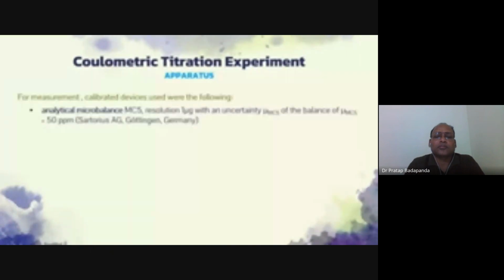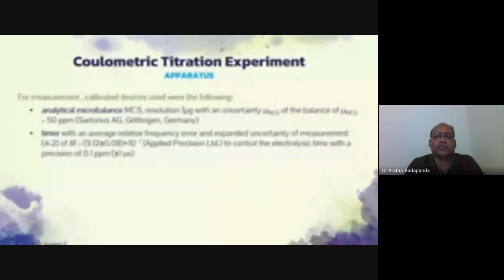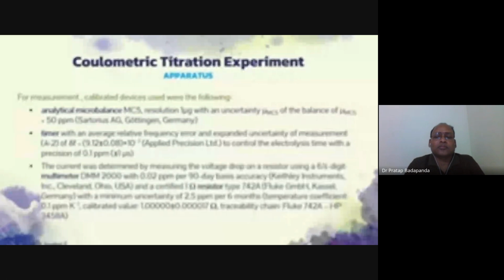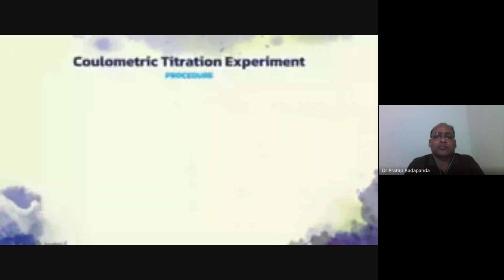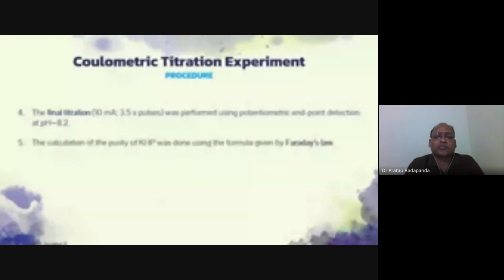For the measurements, 4 calibrated devices were used. These include an analytical microbalance, a timer, a multimeter, and a resistor. The experimental procedure involves drying of the sample, performing the initial, main, and final titrations, and calculation of purity and measurement uncertainty.